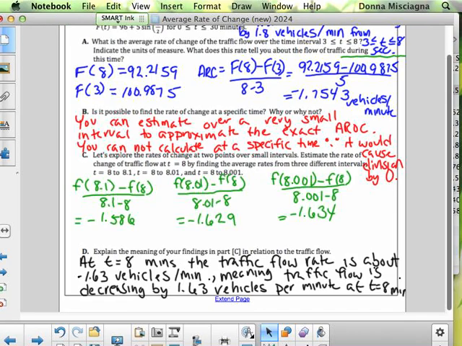All right, let me make sure my sentence made sense because I'm writing at the same time. At t equals, actually, I've already said t equals 8 twice. So let's put at this time. That makes for a better sentence. All right, so at t equals 8 minutes, the traffic flow is about negative 1.63 vehicles per minute, meaning traffic flow is decreasing by 1.6 vehicles per minute at this time.